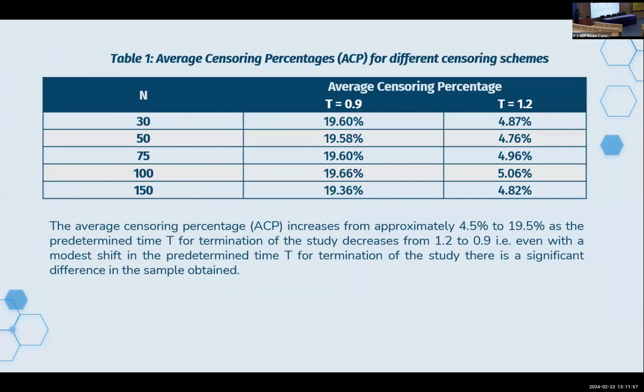So the first thing that we observed is that a modest reduction in the predetermined study termination time t from 1.2 to 0.9 leads to a substantial increase in the average censoring percentage, and it jumps from 4.5% to approximately 19.5%. This highlights the sensitivity of results to variations in the termination time t, suggesting the importance of careful consideration when setting this particular parameter.